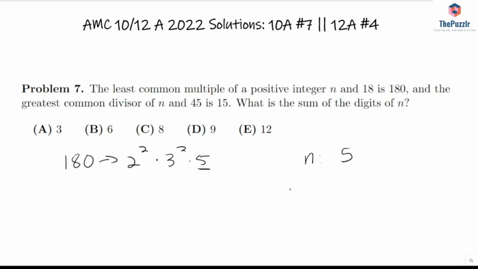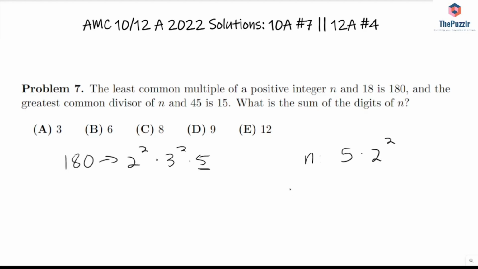Well, 3 squared, we don't know if n has a factor of 3 or not, or 3 squared, because 18 already has a factor of 3 squared, so we can't say anything about the exponent of 3 yet. Now, 18 has one exponent of 2, because it's divisible by 2, but not 4. But the LCM has an exponent of 2 as 2, so that means that n has to be divisible by 2 squared, or 4.